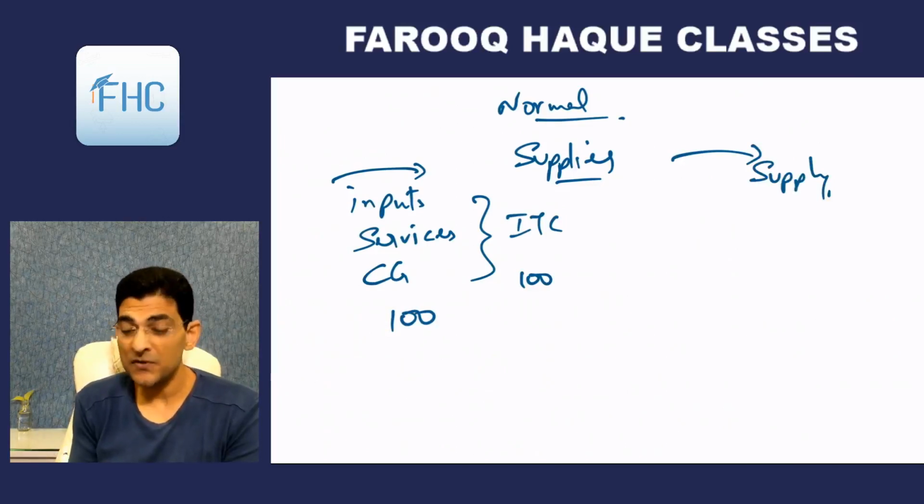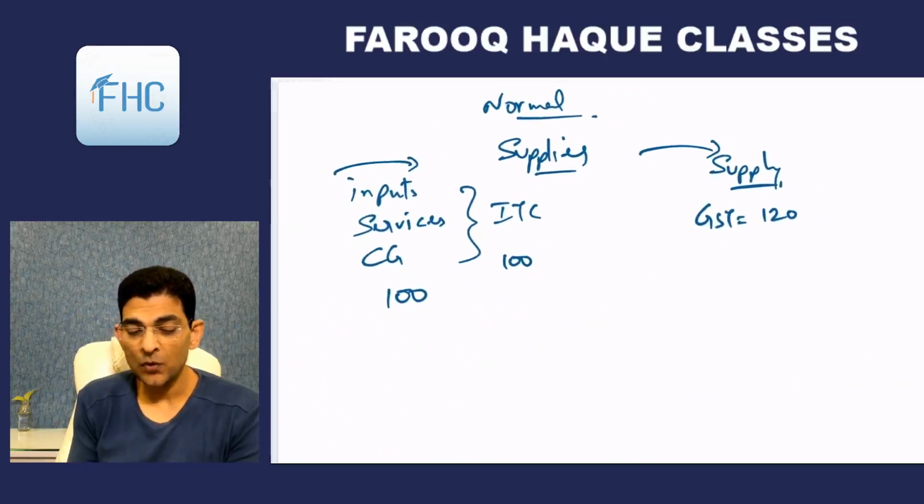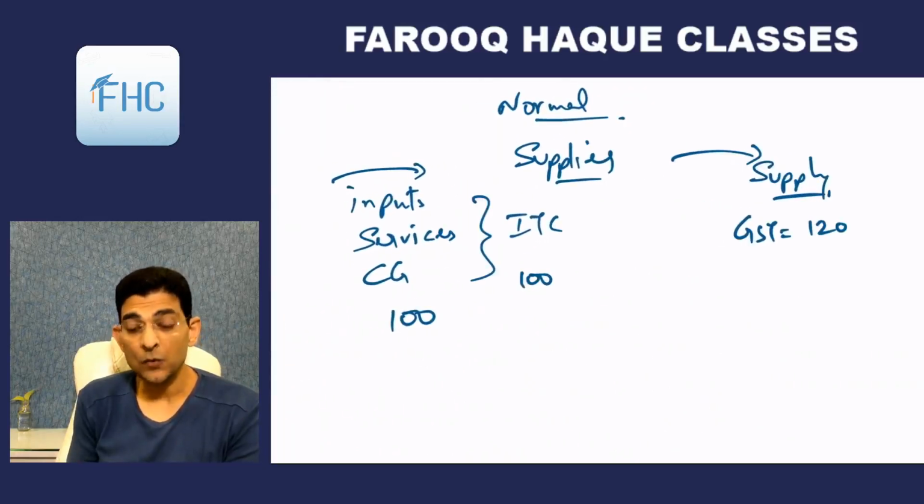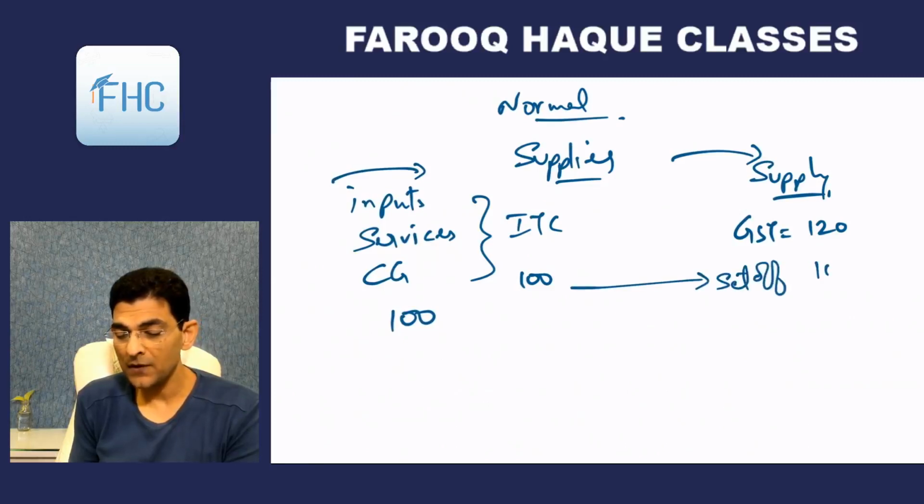at the time of supply he charges the GST. So if the GST is say 120, then what he has to do is set off this credit here, and pay the difference of 20 rupees.